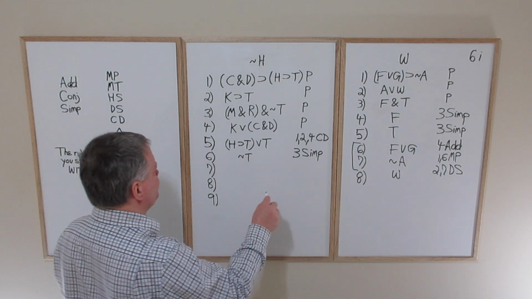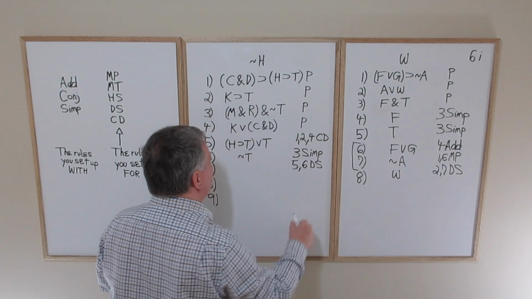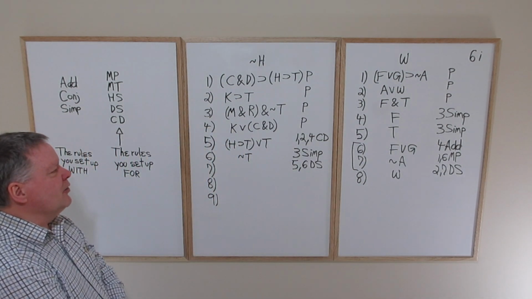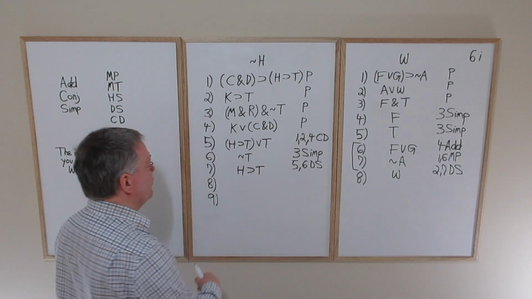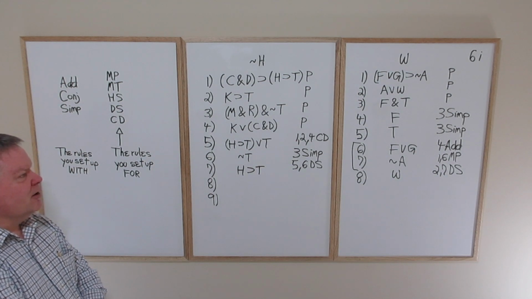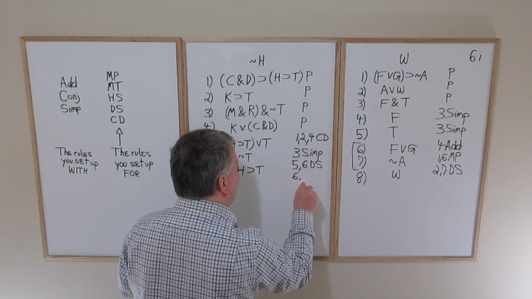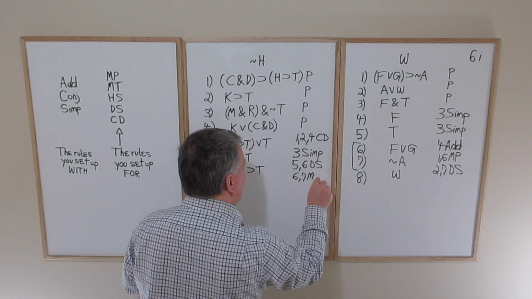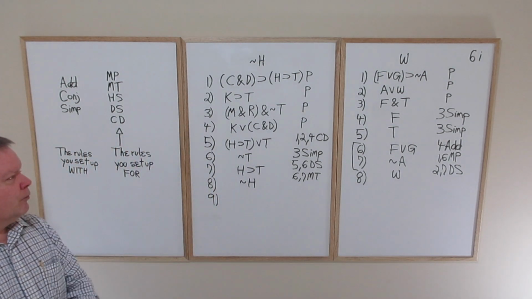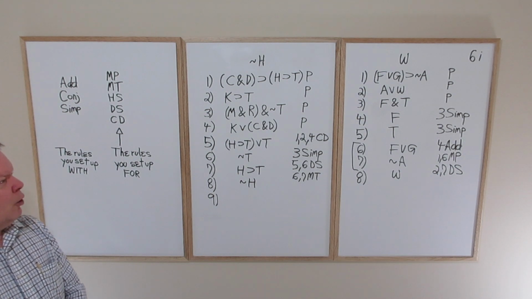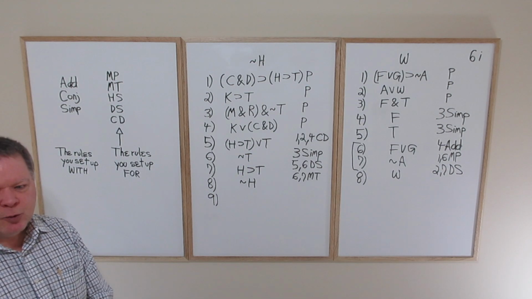We can now do a disjunctive syllogism on lines 5 and 6 to get the left disjunct of 5, which is the conditional H horseshoe T, and we can end off the proof with 6, 7 modus tollens to get tilde H. So we figured out how to do it one line shorter. So this is a more insightful way to do the proof.